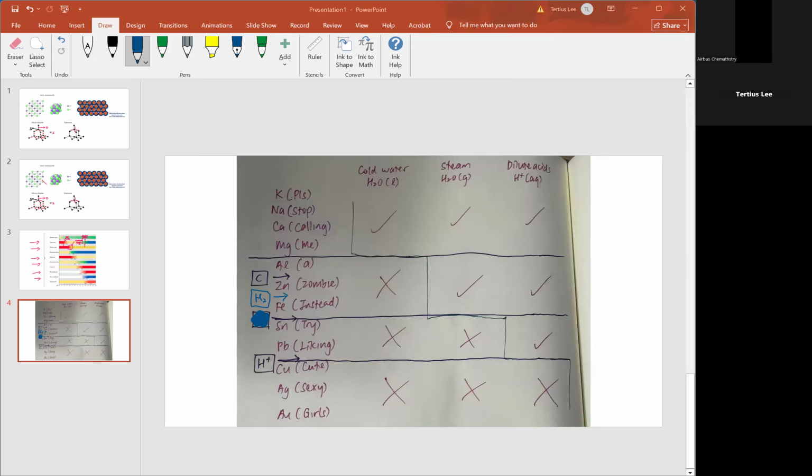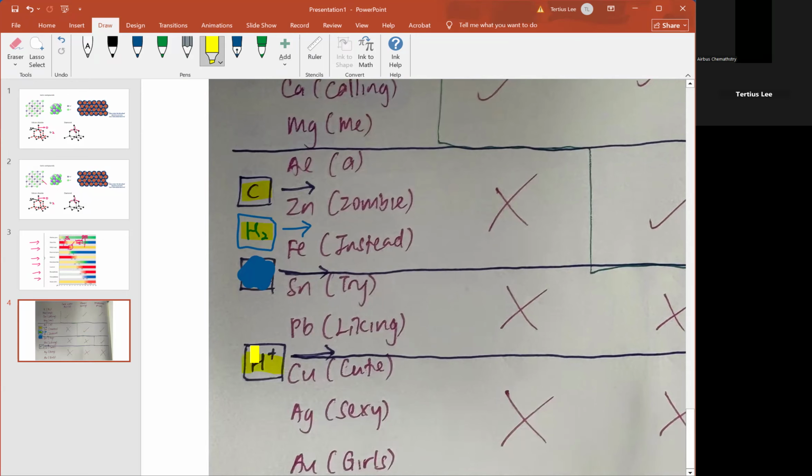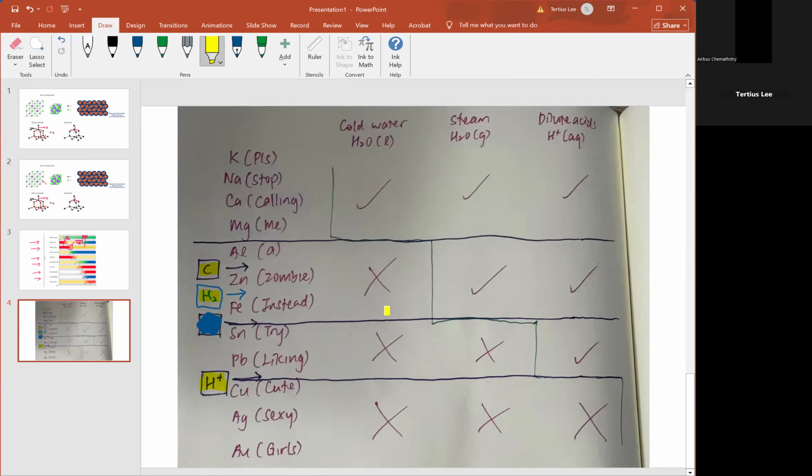Now, because of this, I'm going to share my computer, and this is the reactivity series. There we go. Okay, so now this is basically the reactivity series. There are 3 indicators for you: your carbon, your H2, your H plus, right? Okay, so now you should know what they are for.